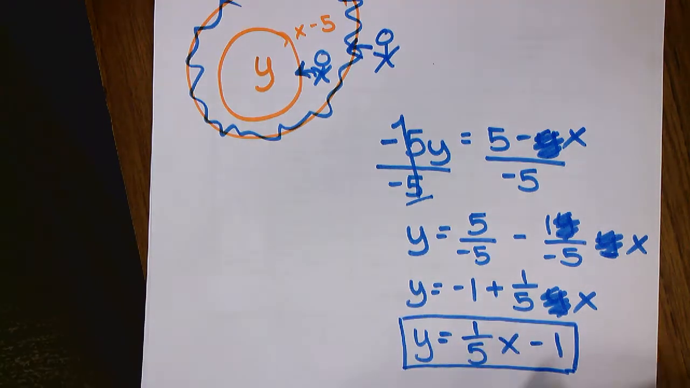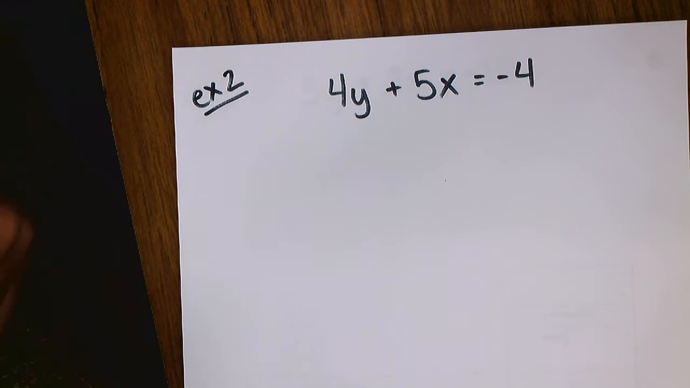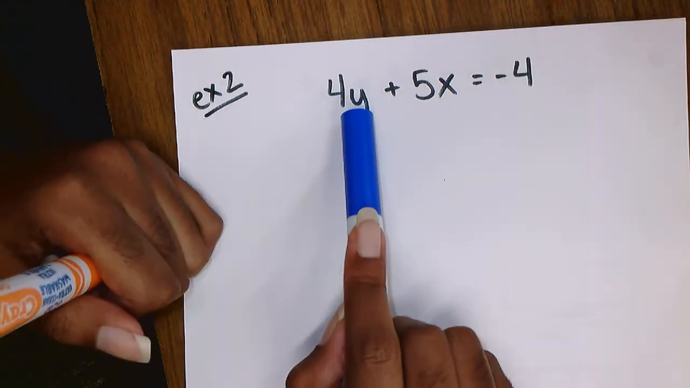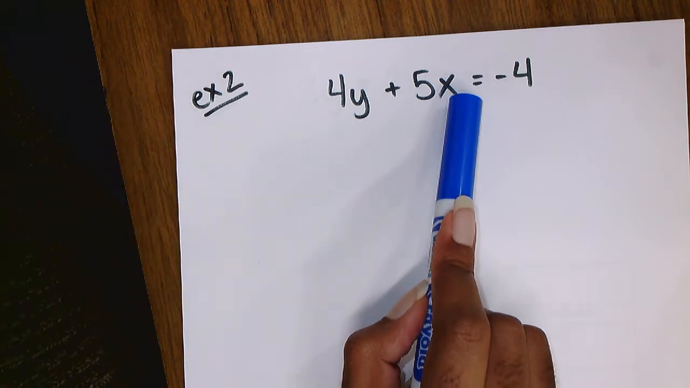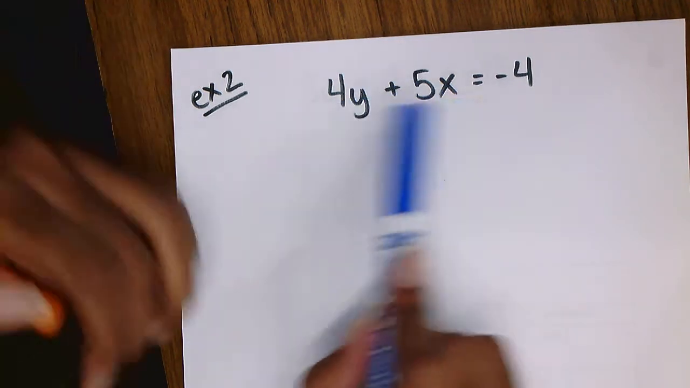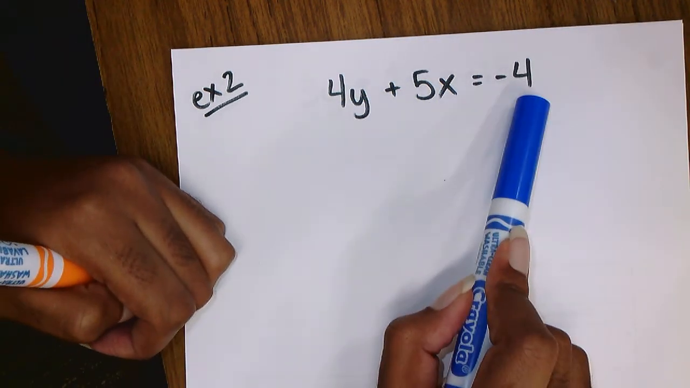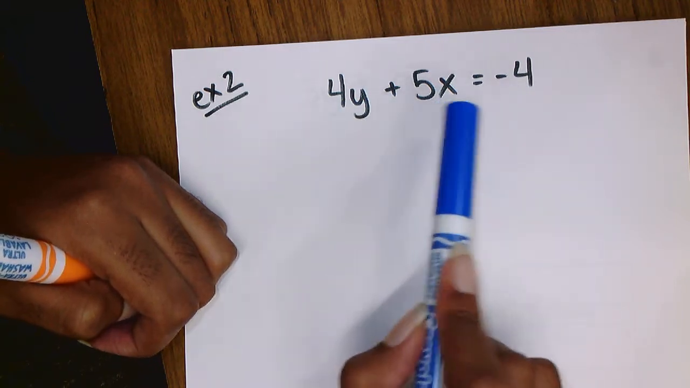Sorry I messed up in the beginning, but let's try another example. So this one is a little bit tougher. So here our y term is already first, so we don't need to do that. We don't have any subtraction that we need to change into addition. This is already addition, but there's a couple of more steps, right?